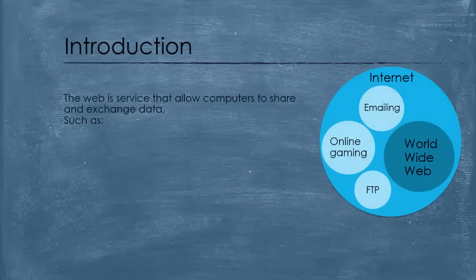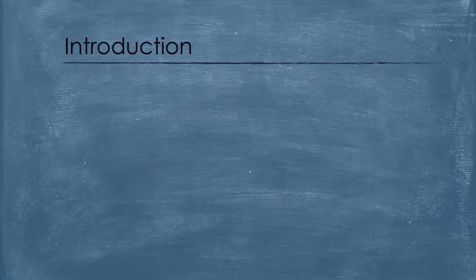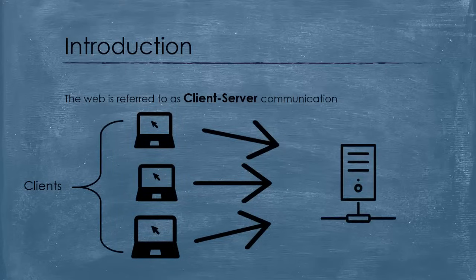The web is a service which is built on top of the internet to allow computers to share and exchange data easily and reliably. And when we say data, it can be anything such as images, videos, documents, etc. in any form. And for that, sometimes the web is referred to as a client-server model communication because there are always computers that ask for data which are called clients. And the computer that gives the data, in other words, the computer that serves, which is the server.